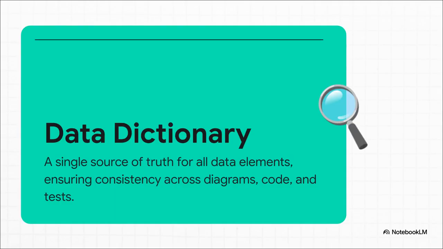So you've got a whole team, right? You've got designers, developers, testers. How do you make sure they're all speaking the same language? Well, that's where the data dictionary comes in. Think of it as a shared vocabulary for the entire project. It's the single source of truth that defines every piece of data so there's absolutely no confusion.